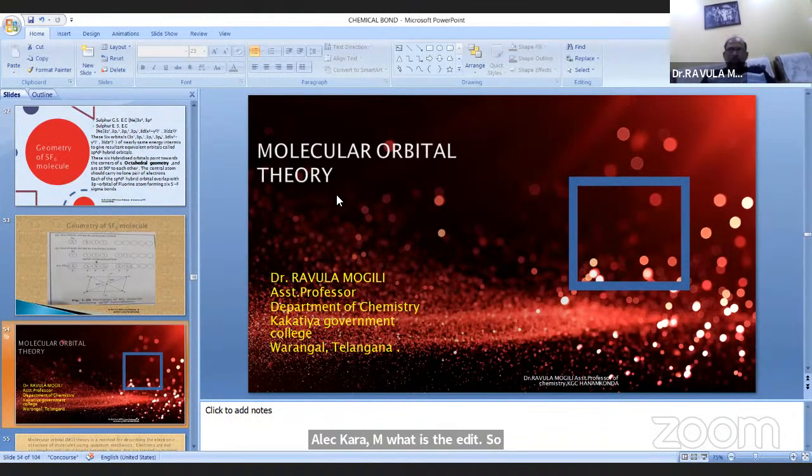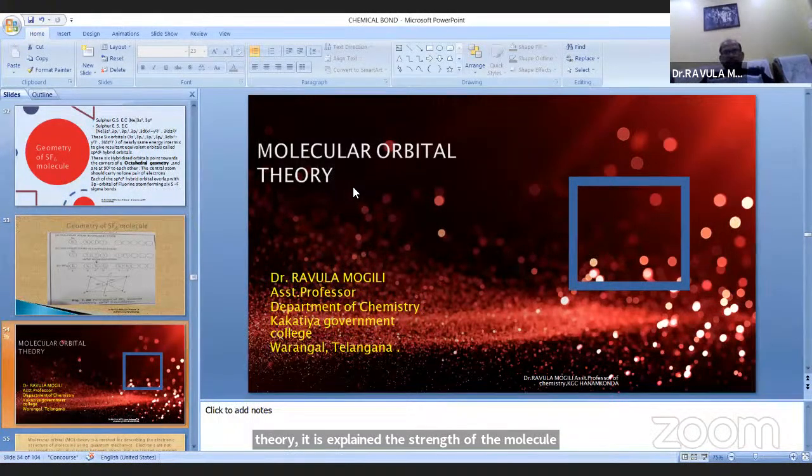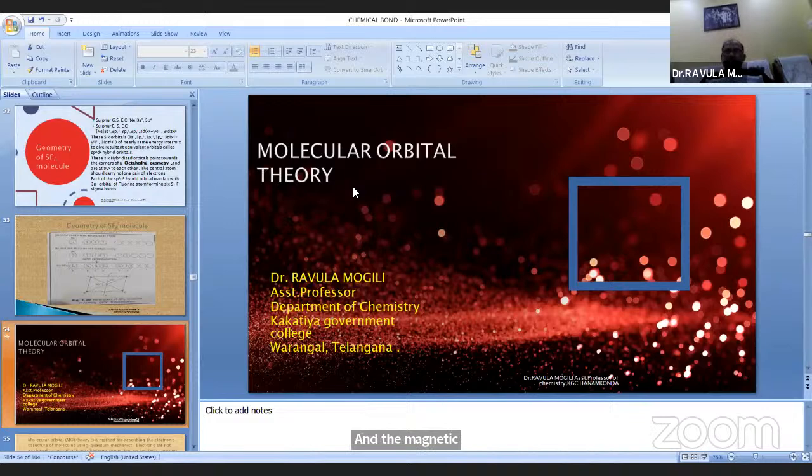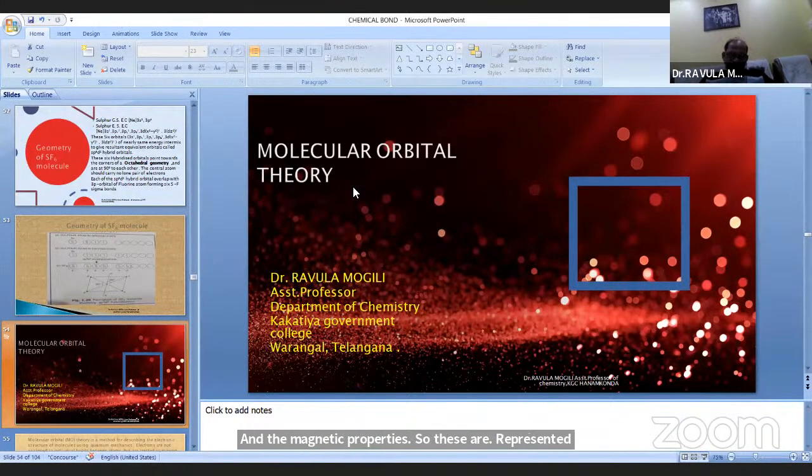So molecular orbital theory explains the strength of the molecule and bond order, which is nothing but the number of bonds present between atoms. Next, bond strength and magnetic properties. So these are represented by MOT.